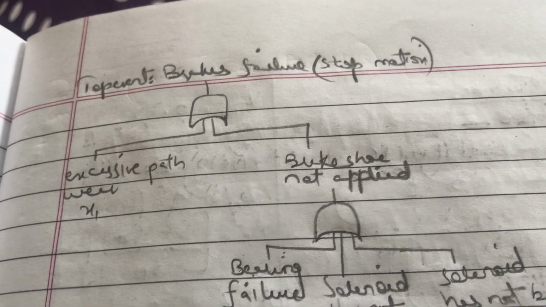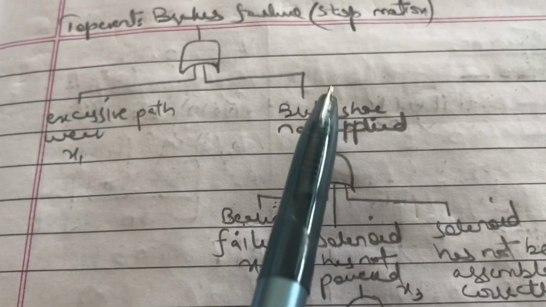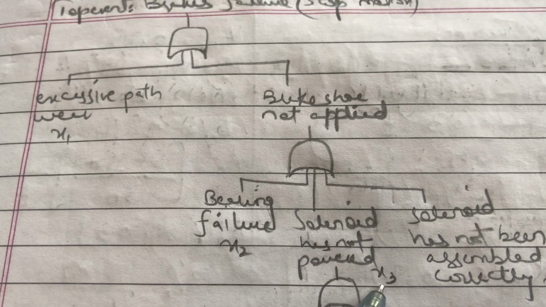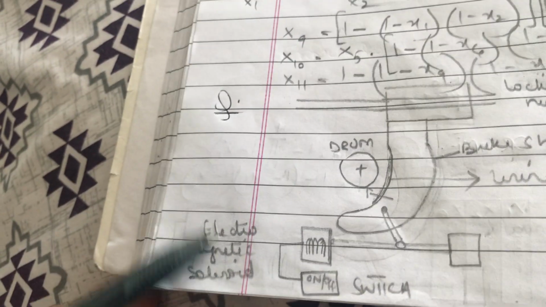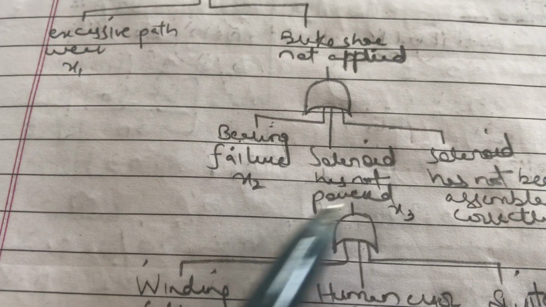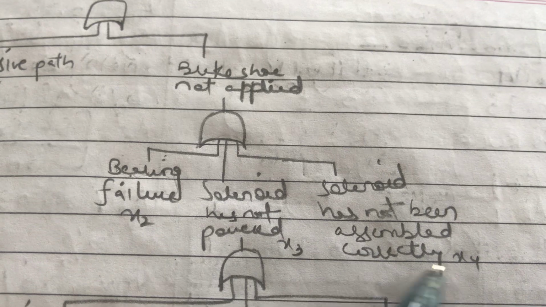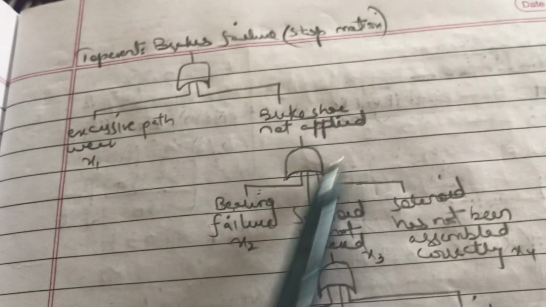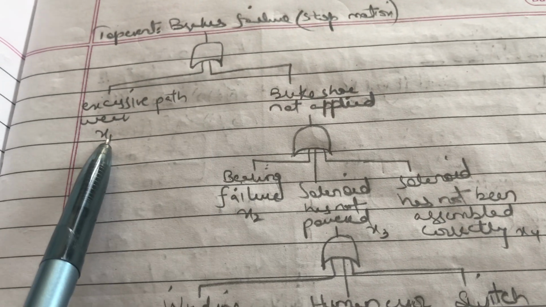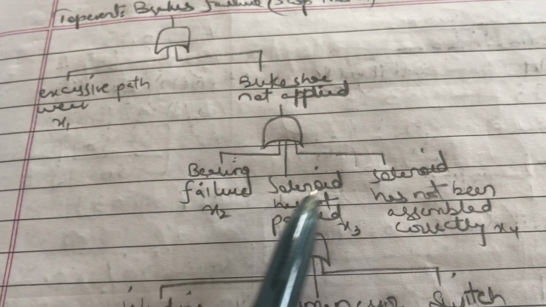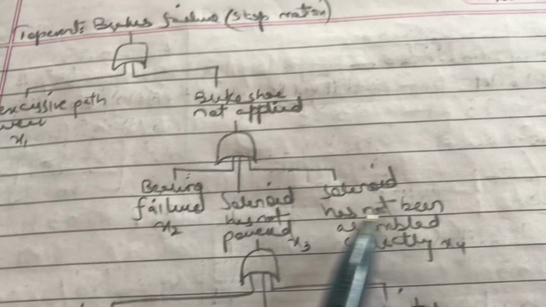What can be the other possibilities of our brake shoe not applied? It can be either bearing failure, or the solenoid has not powered. The electromagnetic solenoid is present here, you can see, and here is an on off switch. So we say that it has not powered, or it has not been assembled correctly. Yeah, you must be aware of all these terms. Excessive pad wear, or brake shoe not applied. Why? Because either there can be a bearing failure, or our solenoid has not powered, or the solenoid is not being assembled correctly.